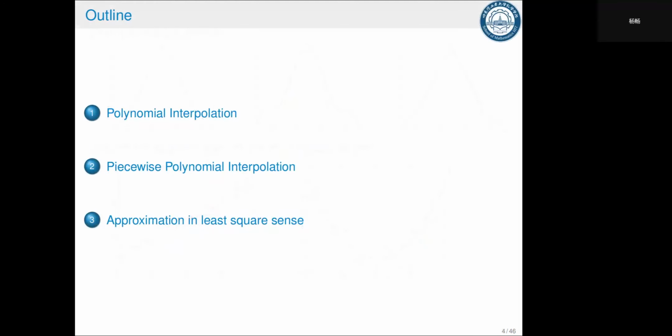You see the outline is shown here. We will divide this chapter into three parts. The first one is polynomial interpolation. The second one is piecewise polynomial interpolation. And the third one is approximation in least square sense. So let's start from the first one.